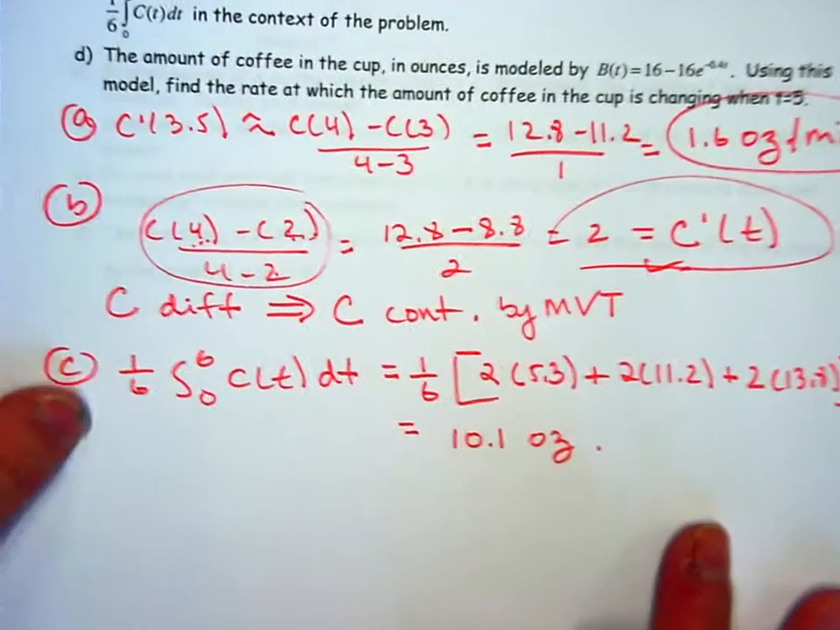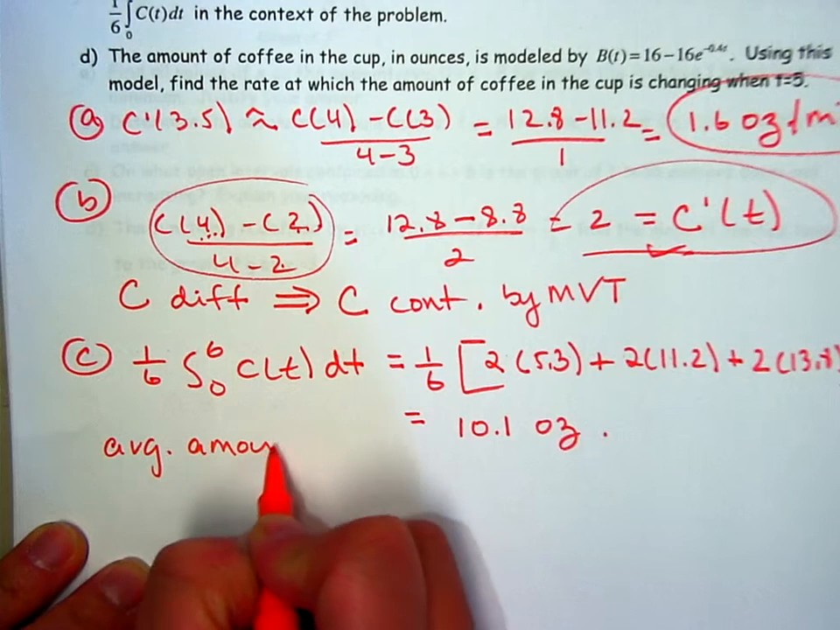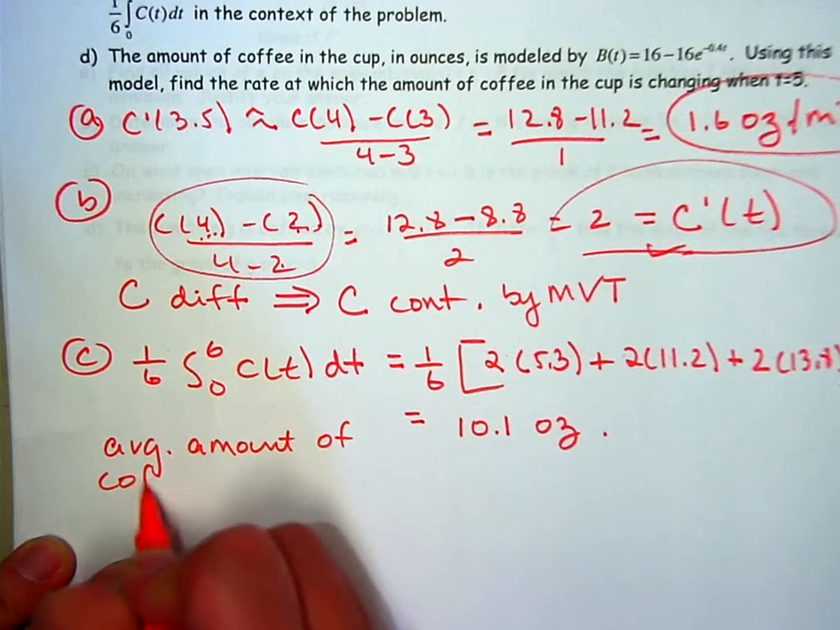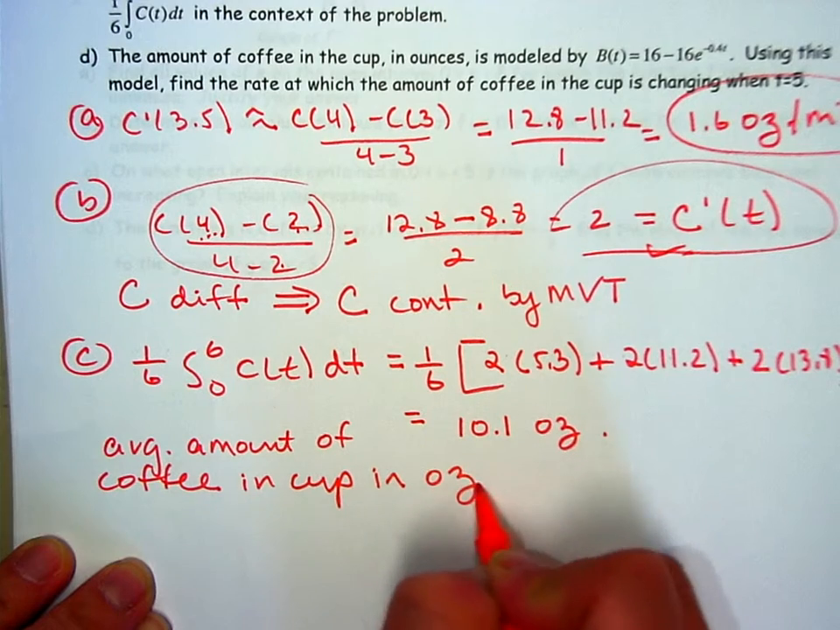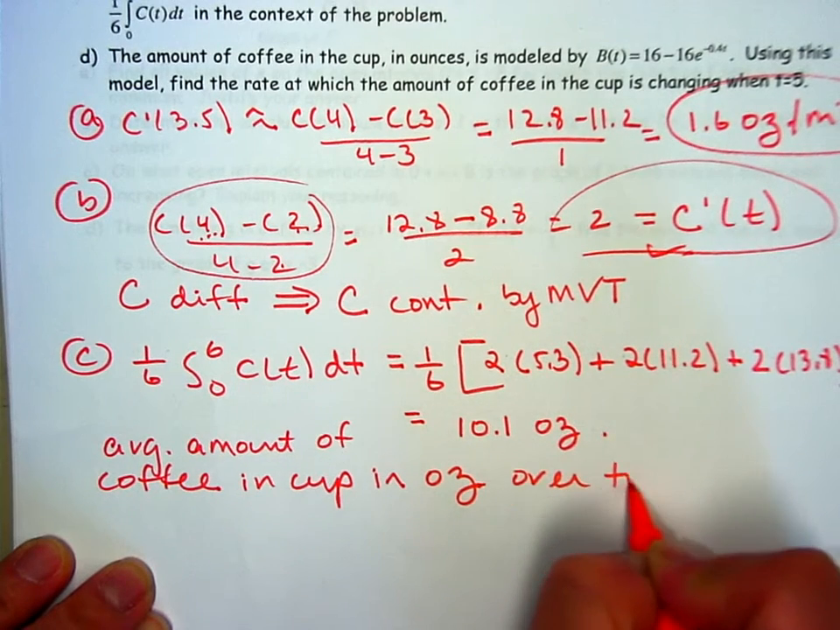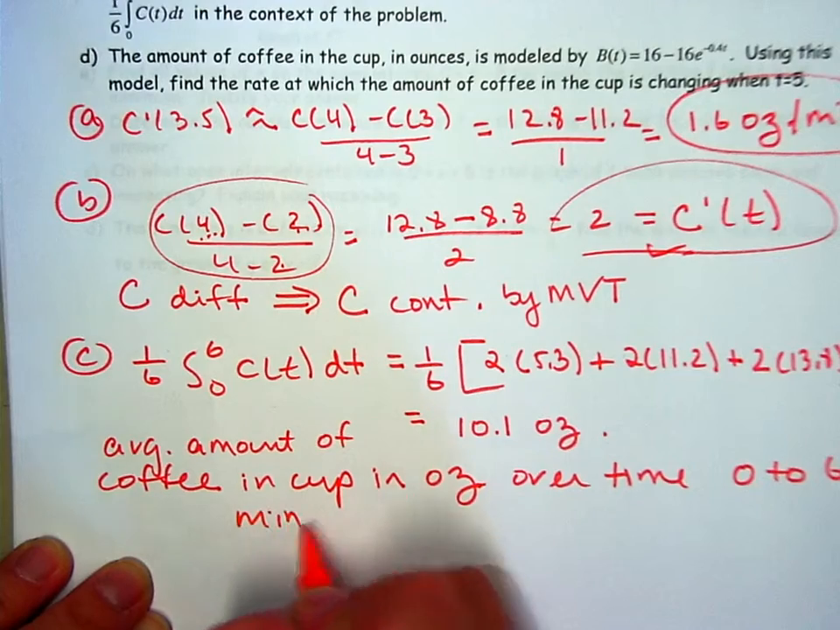And the meaning of this is the average amount of coffee in the cup. Always use units, in ounces, over the time 0 to 6 minutes. Make sure you explain the bounds as well.